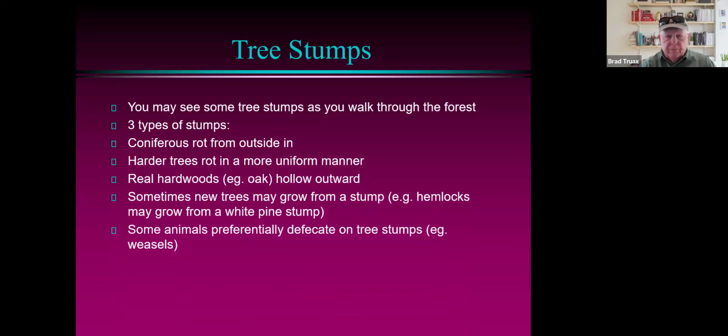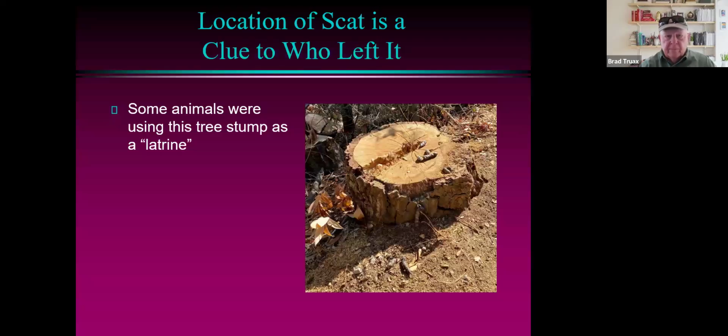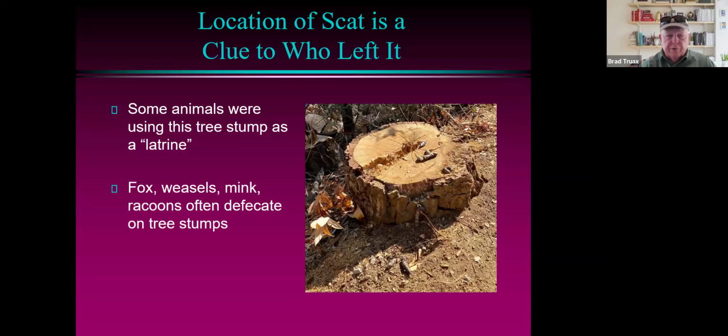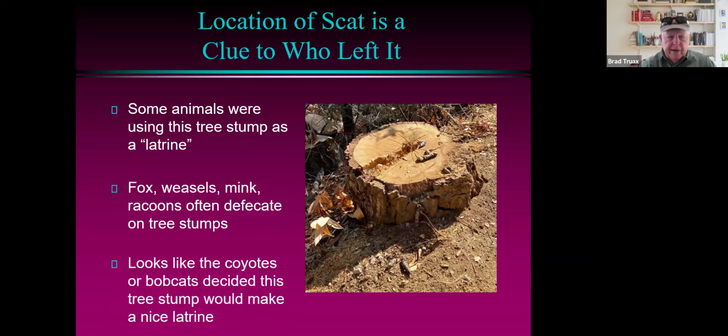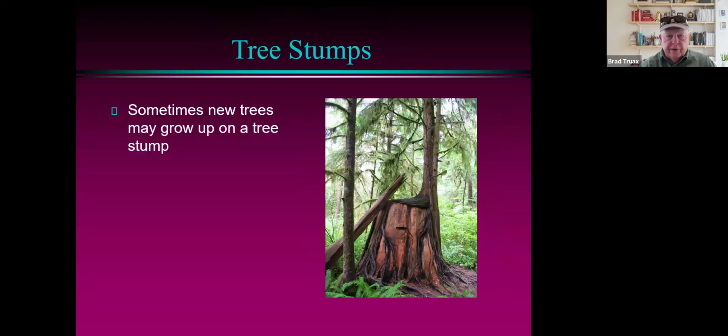And some animals prefer to defecate on these tree stumps, particularly weasels. Okay. So some animals were using this tree stump as a latrine. Foxes, weasels, mink, and raccoons often defecate on top of tree stumps. And it looks like in this case, it was coyotes or bobcats that decided to make this tree stump a nice latrine. Here's an example of new trees that are growing up on a tree stump.